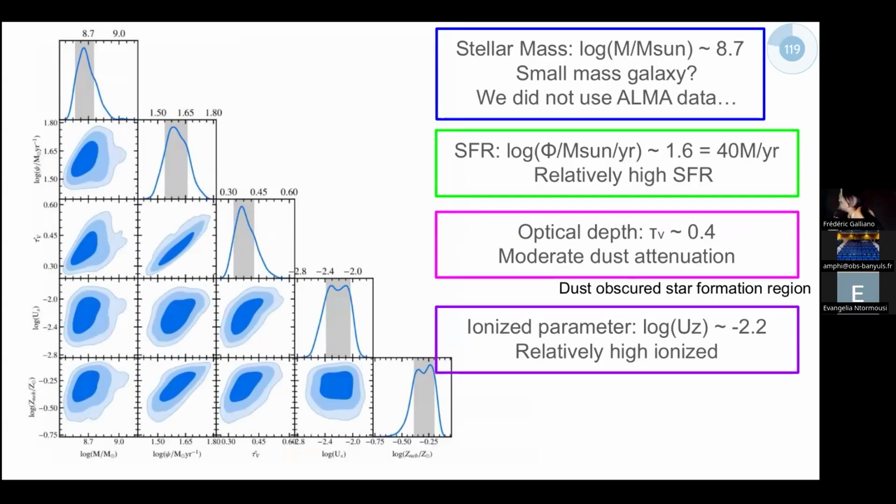And my last slide is this. By using Beagle, we can know a lot of physical parameters, for example, the stellar mass. We can see it's a small mass, but we didn't use the ALMA data, so it may be underestimated. It also shows star formation rate, optical depth, and the ionization parameter. As a result, this shows it's a really strongly star-forming galaxy. We don't actually have a conclusion slide. That's all. Thank you.